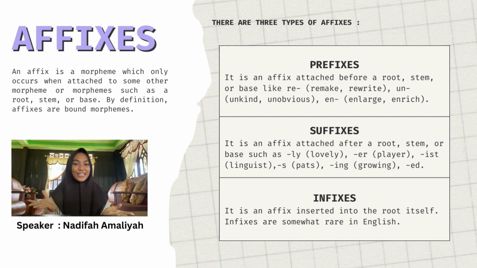What are affixes? An affix is a morpheme which only occurs when attached to some other morpheme or morphemes, such as a root, stem, or base. By definition, affixes are bound morphemes. There are three types of affixes.